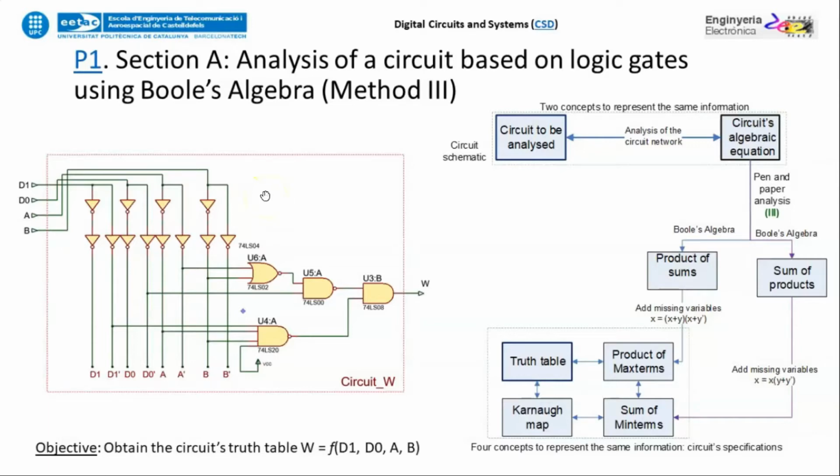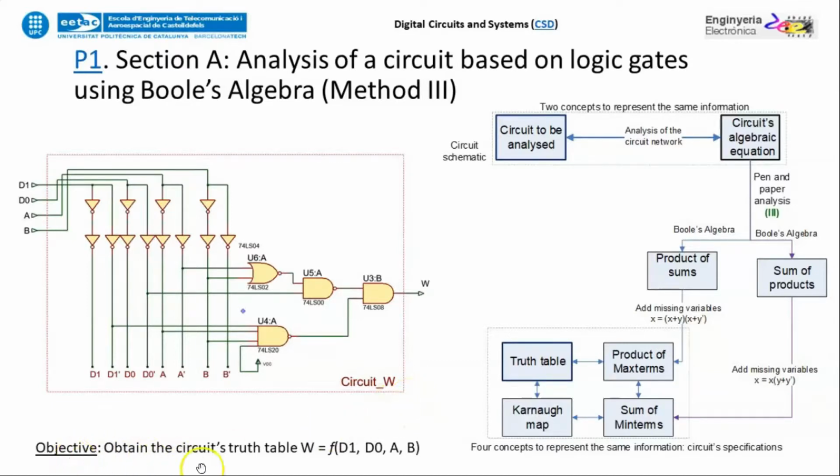Hi, we'll start here, the section A of the project P1 on the analysis of a simple logic circuit based on logic gates, but this time using the method 3 of our subject, which consists of developing a handwritten solution using Boole's algebra. Okay? So, for example, this is the circuit that we have in mind, a section of a circuit C, for example, that we call circuit W.